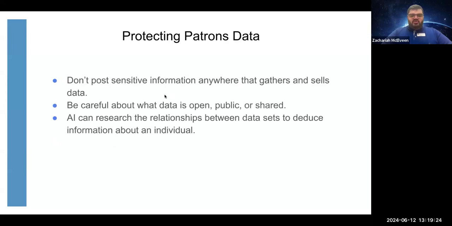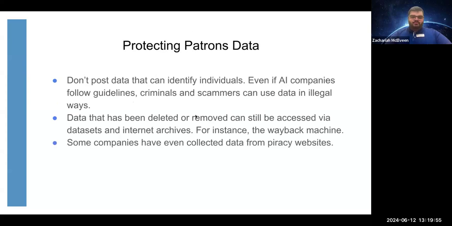So don't post sensitive information anywhere that gathers and sells data. Be careful about what data you make public or open. Is it something you really want to be available to everybody? And then AI can research the relationships between data sets and actually deduce information about individuals. So even if you don't literally post something, it can gather the available information and start figuring things out based on what you've made available. So don't post anything that can identify individuals.